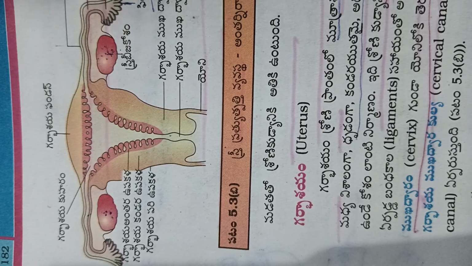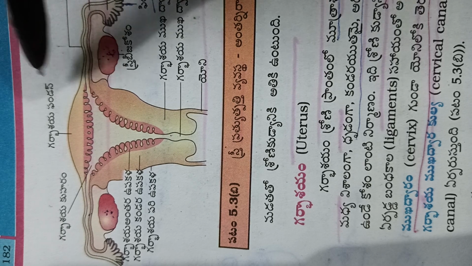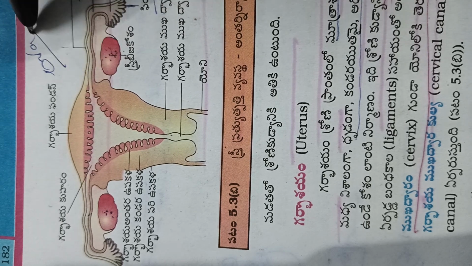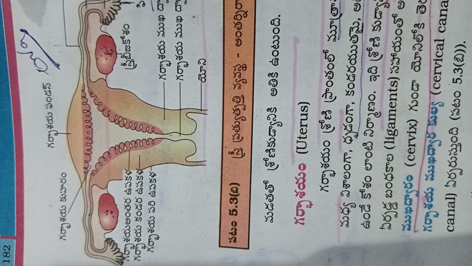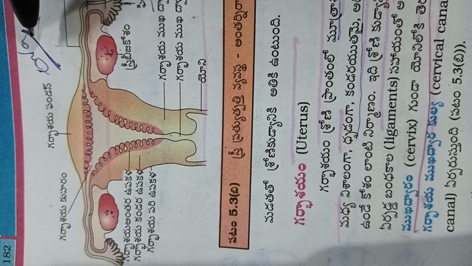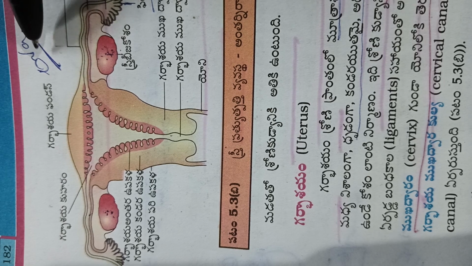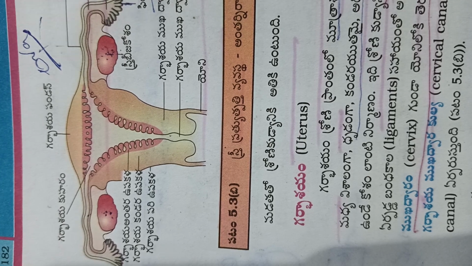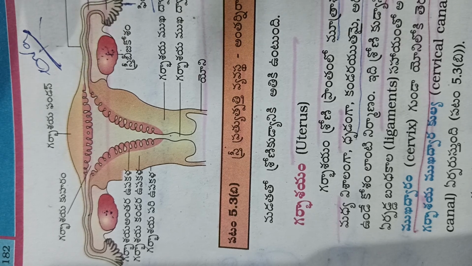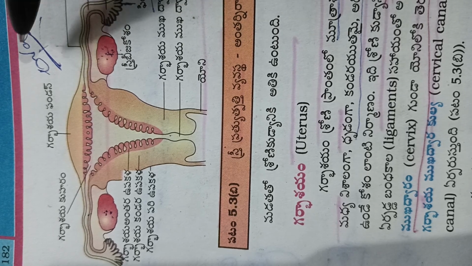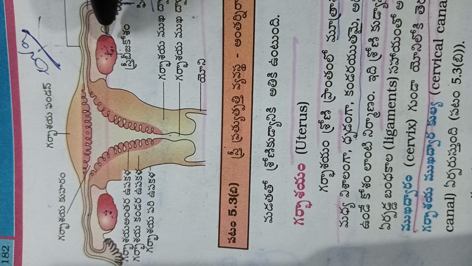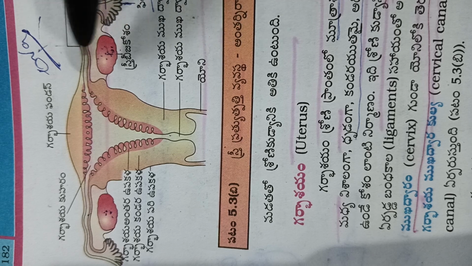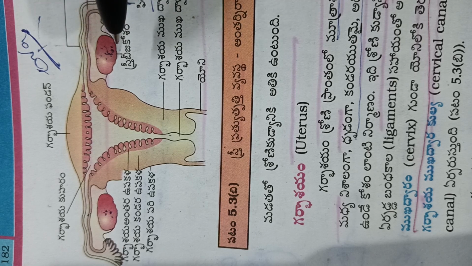Generally ovaries produce the ovum. Ova is the plural word, ovum is the singular word. These ova are produced by the ovary, and such a process is called ovulation.